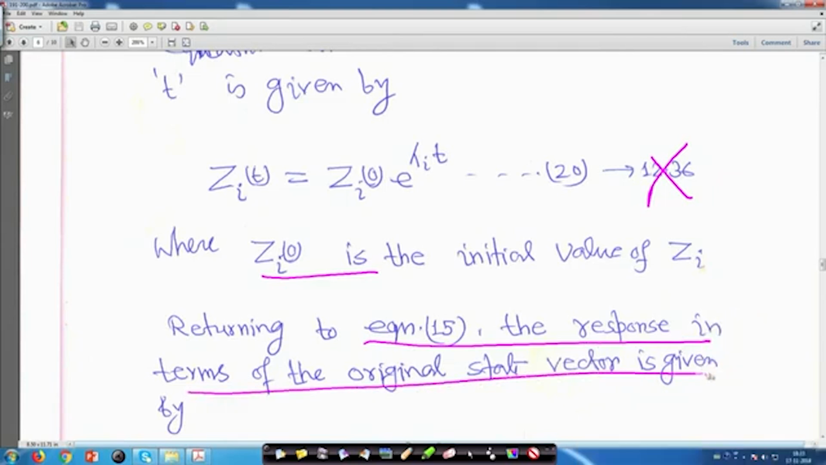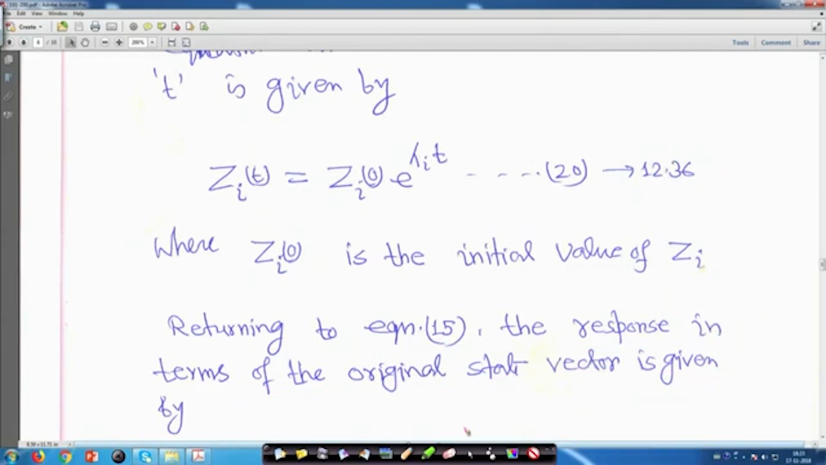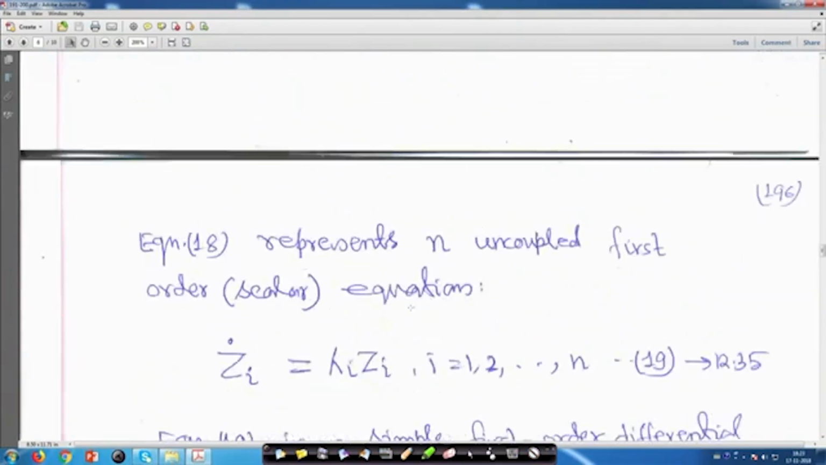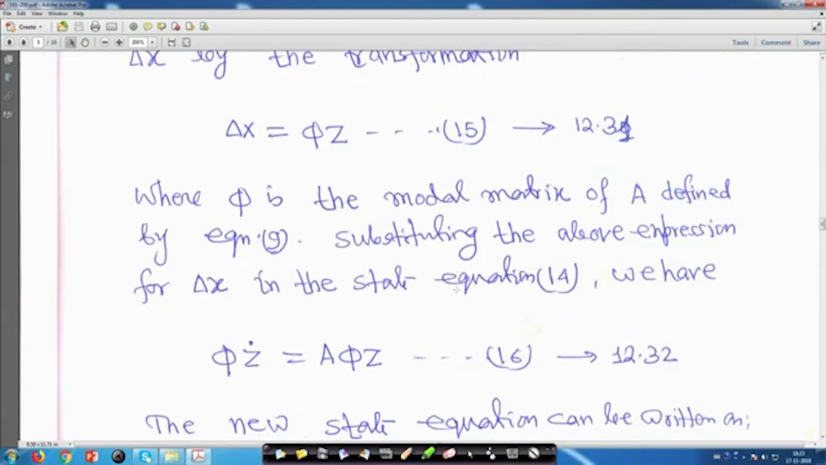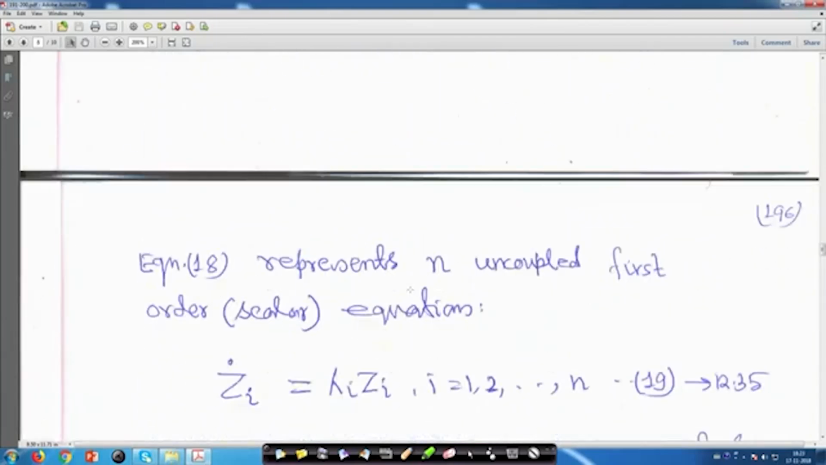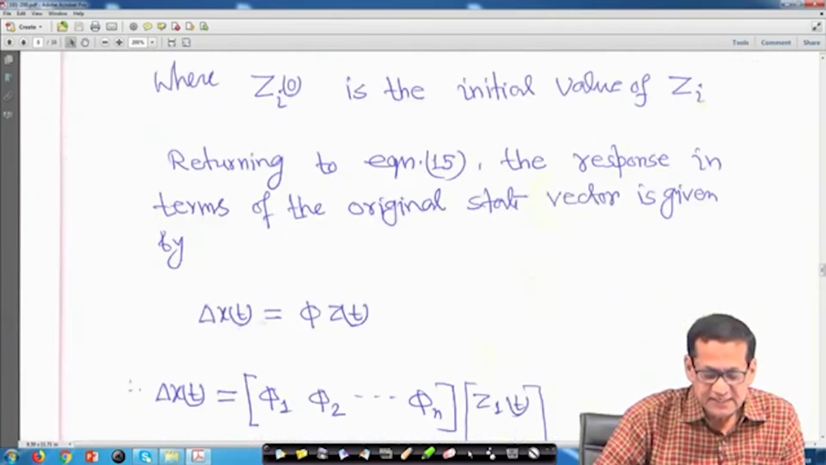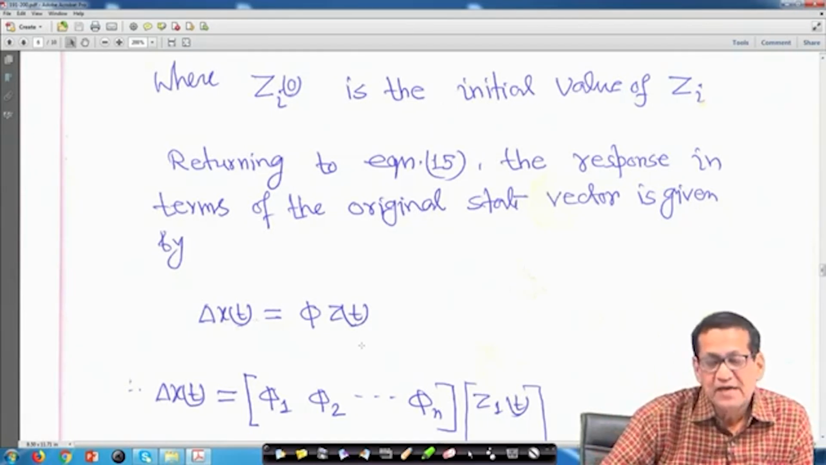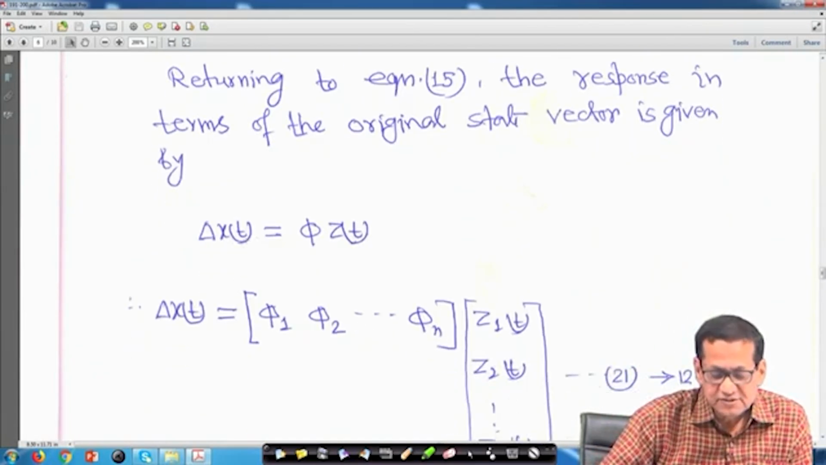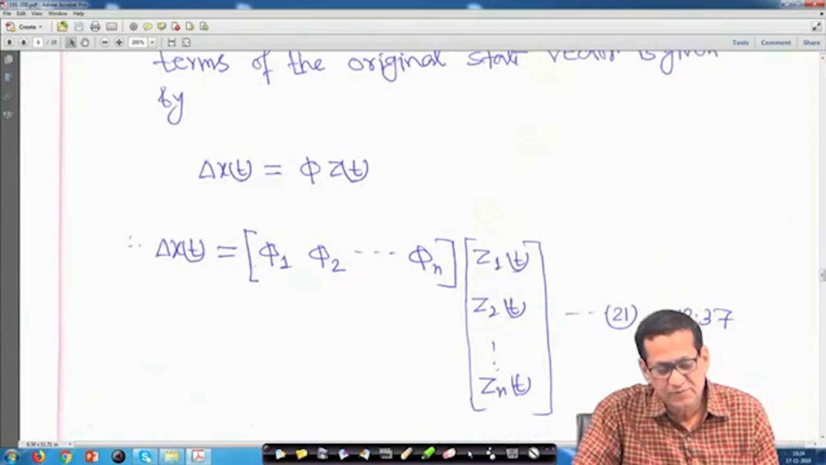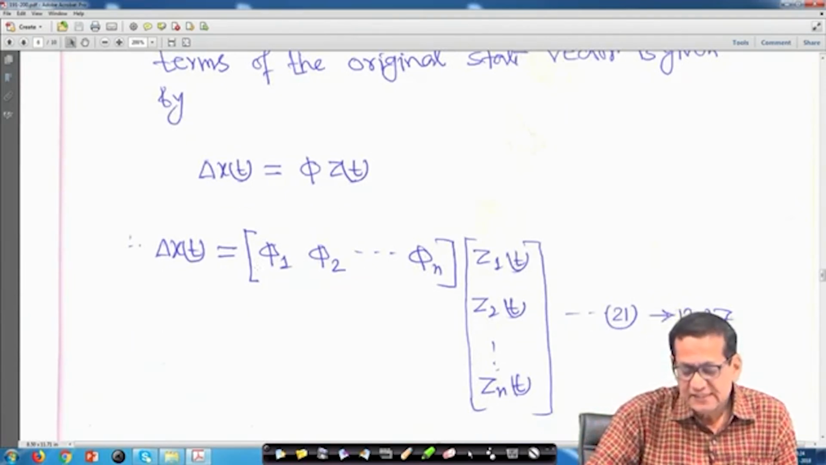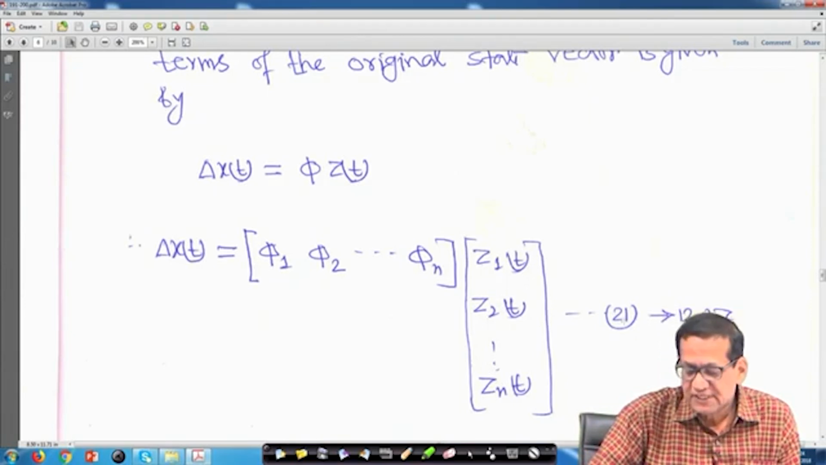Now returning to equation 15, the response in terms of the original state vector is given by delta x is equal to phi z, that is equation 15. We have got the expression for z, so we can write delta x is equal to phi z, but it is a time function. The same equation we can write as delta x t is equal to phi z t, where delta x t is equal to phi 1, phi 2 up to phi n times z 1 t, z 2 t up to z n t. This is equation 21.